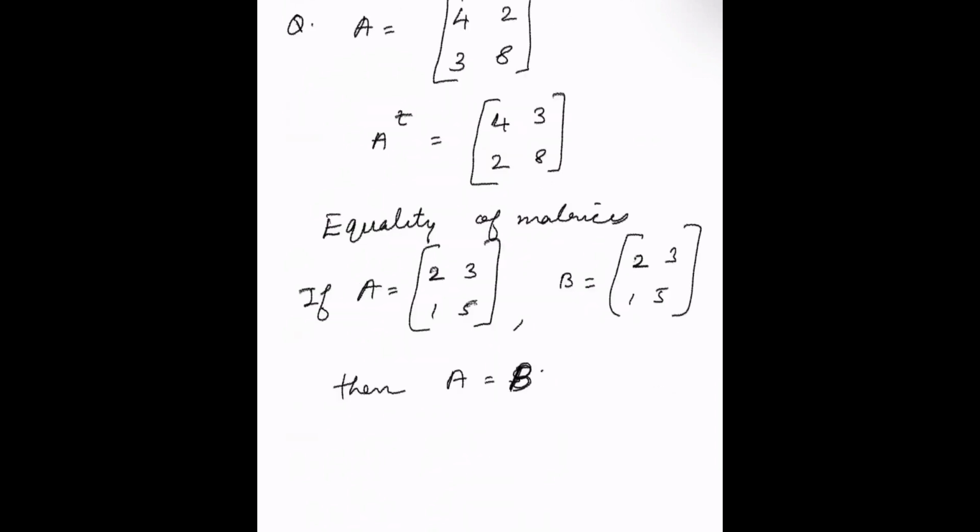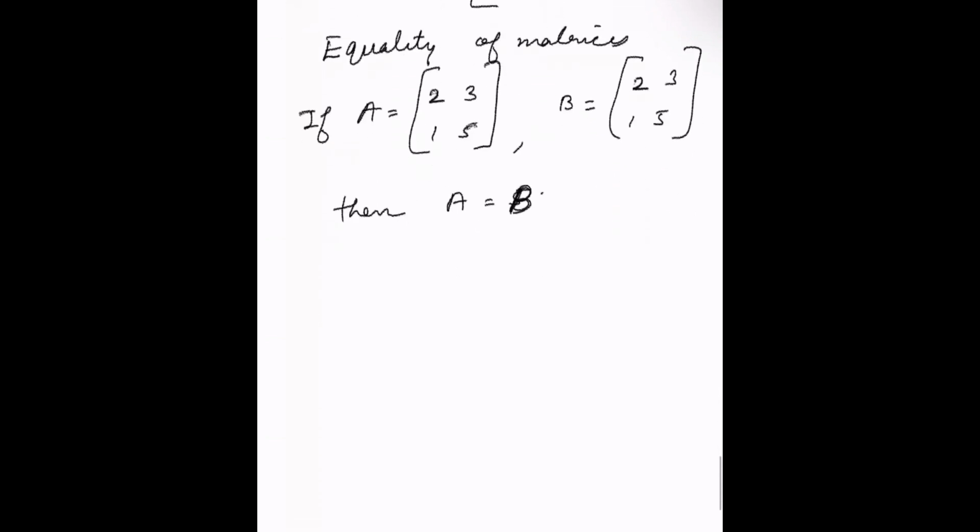Equality of matrices. So here if I say A is equal to 2, 3, 1, 5 and B is 2, 3, 1, 5, then can I write A is equal to B? Yes, ma'am. So this is the concept that you're going to use here.